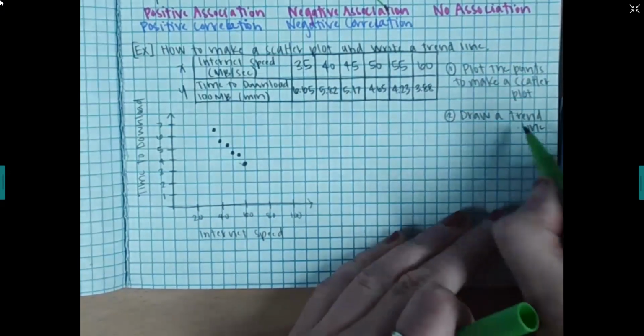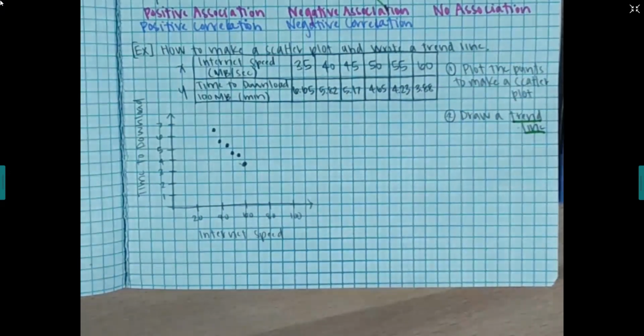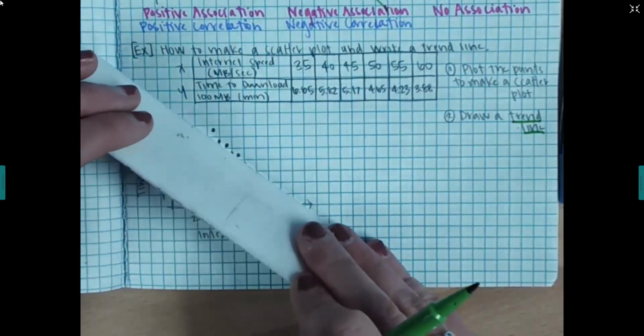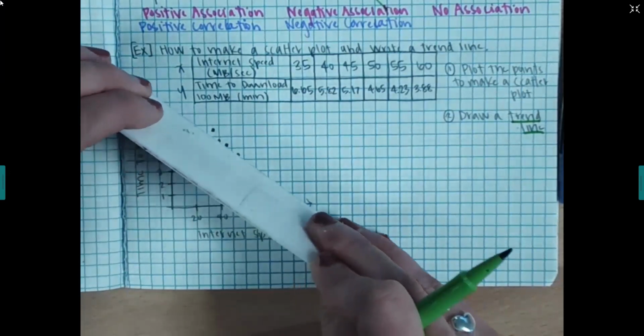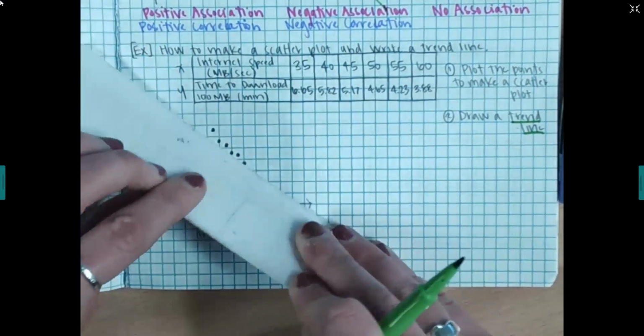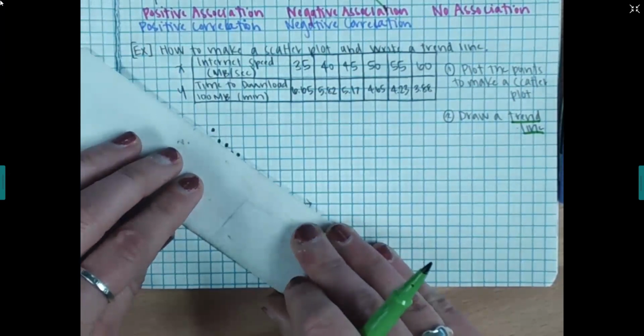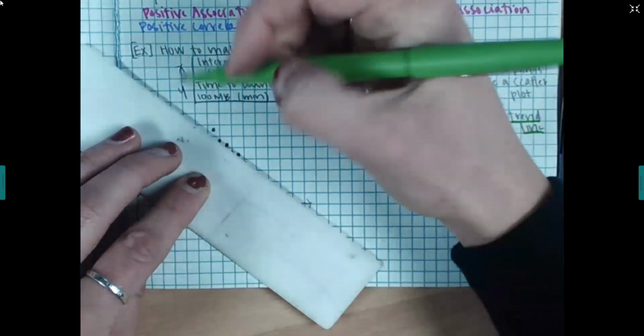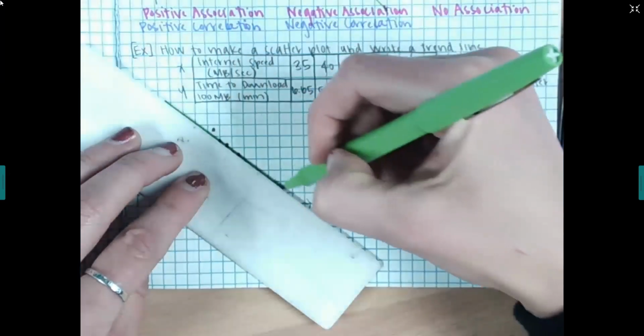Now, when I do that, I'm going to do that same thing. We want it to fit the data as closely as possible. And so when I draw this, I kind of want to make sure that I have the same number of dots on either side. So I'm going to actually draw it so that it goes through these two dots.